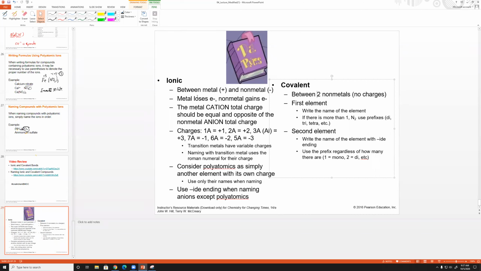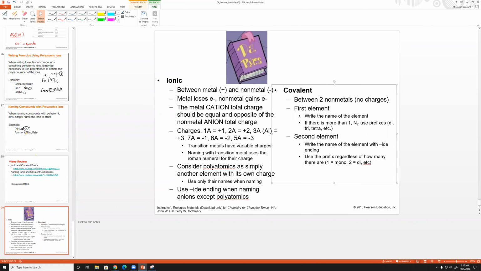And then covalent, you can see how ionic is very long. Covalent, the list is not that long. It's an easier naming process. It took us like 3 slides to know it. So covalent, it's between 2 nonmetals or more. It doesn't really talk about charges, but there are partial charges when we're talking about polarity. The first element, you write the name of it. If there's more than one, you use the prefix. For the second element, you write the name of it with the IDE ending, and you always write the prefix, no matter how many there are.